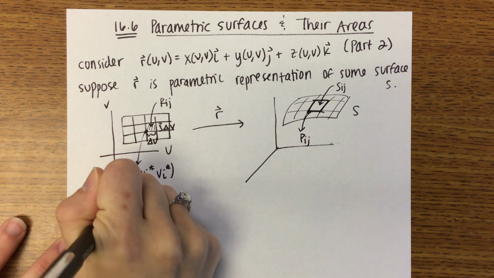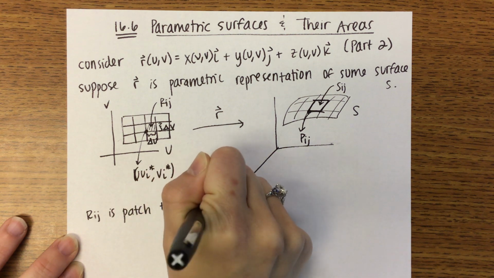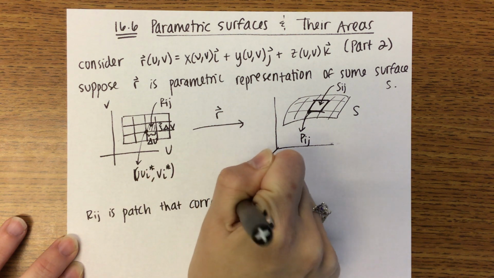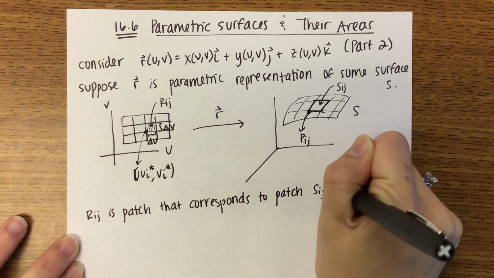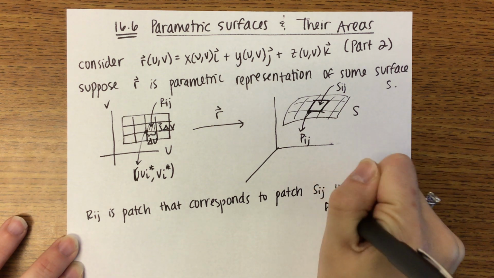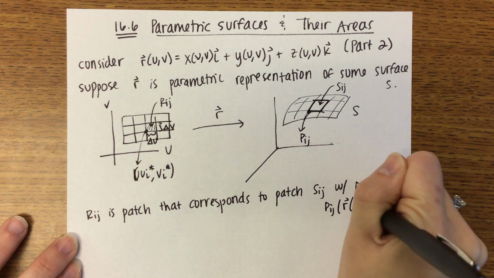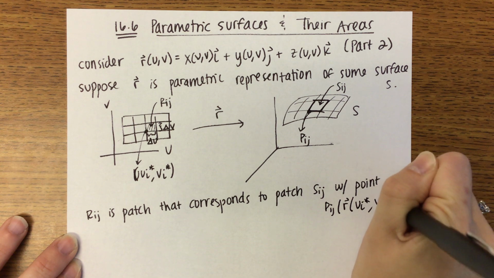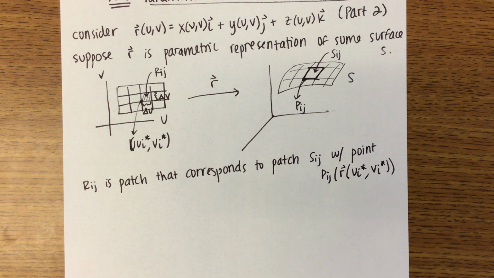So R_ij is the patch in the uv plane that corresponds to the patch S_ij that has the point P_ij. P_ij is r of u_i star, v_j star. With me so far? We get all my notations?